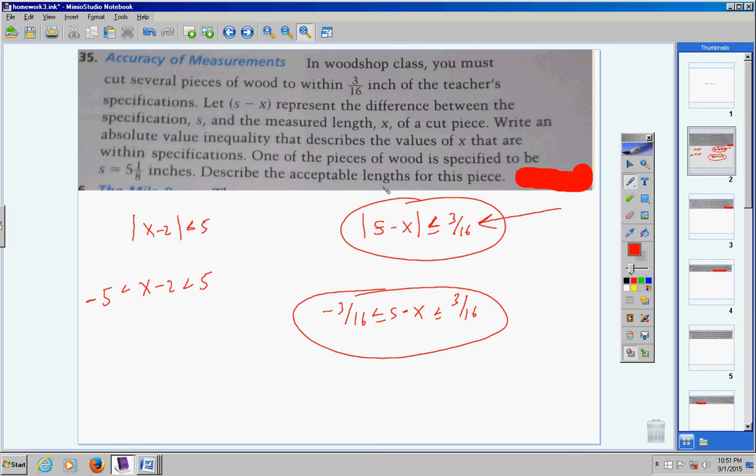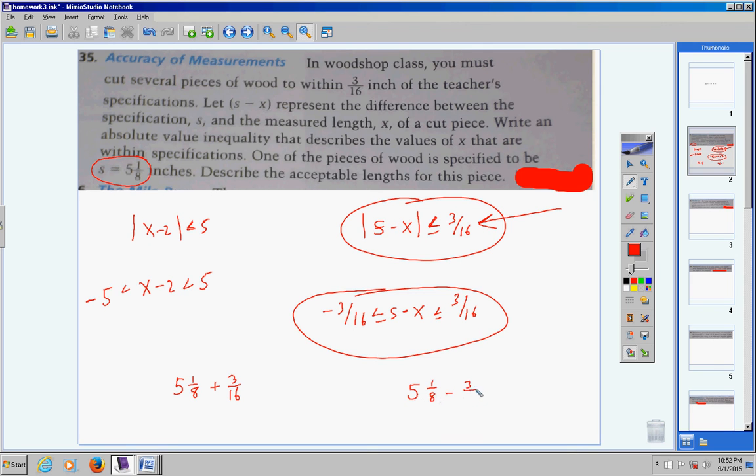Describe the acceptable lengths. Well, guys, that's not hard. Remember what I taught you to do. You take 5 1/8 plus 3/16, because that's how much you can be off. The teacher wants the piece of wood to have this measurement here. So the acceptable lengths would be 5 1/8 plus 3/16, or 5 1/8 what?